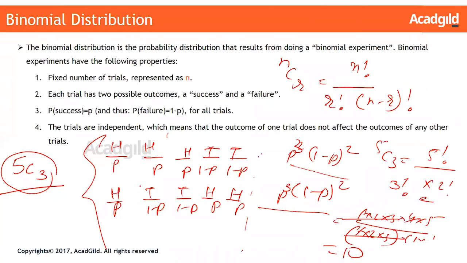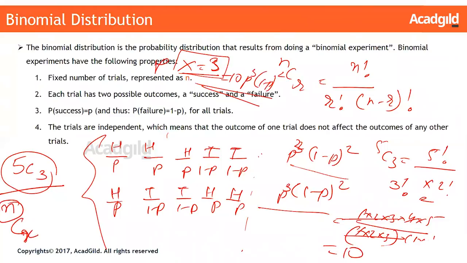So, if my random variable x is 3 over here, I need to get 3 heads. So, probability that x equal to 3 is 10 times p cube into 1 minus p the whole square. So, if there are n trials and I want r successes, then probability that my random variable uppercase X equal to small case x is nCx times probability of success raised to x times 1 minus p raised to n minus x. Over here, 5C3 p raised to 3 times 1 minus p raised to 5 minus 3 equal to 2. I hope this is clear.